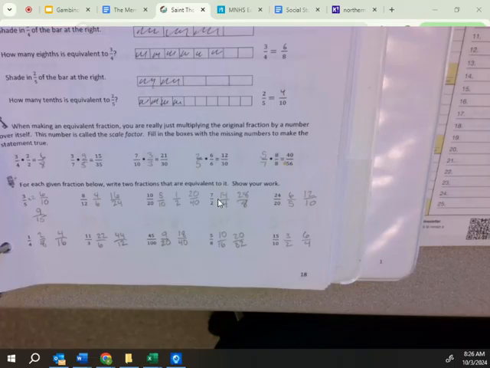5/8, I have 10/16 and 20/32. 15/10, I had 3/2 and 6/4. Again, I was dividing down. You can multiply up. Either way, they're equivalent fractions.